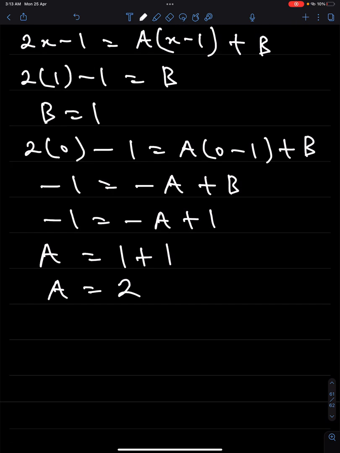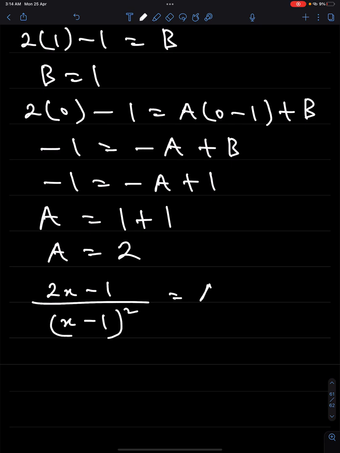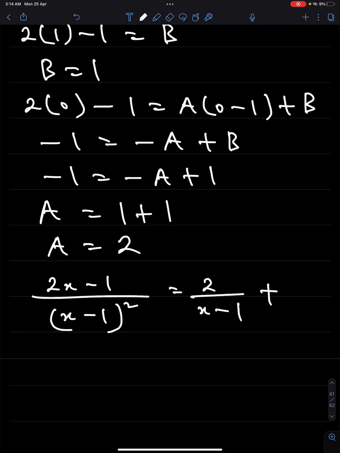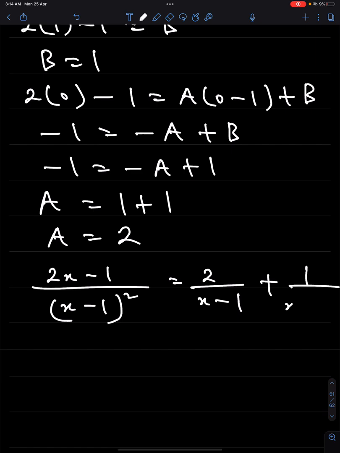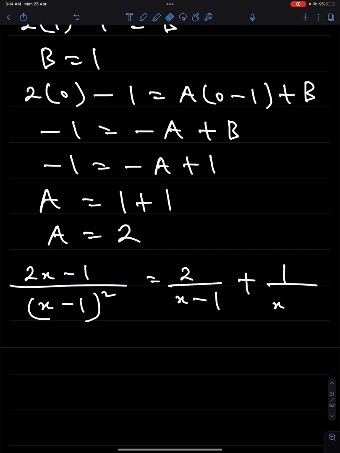That therefore means 2x minus 1 divided by the square of x minus 1, which is a over x minus 1, will be 2 over x minus 1 plus b over the square of x minus 1, which is, what's b? b is 1, that's 1 all over x minus 1 all squared.